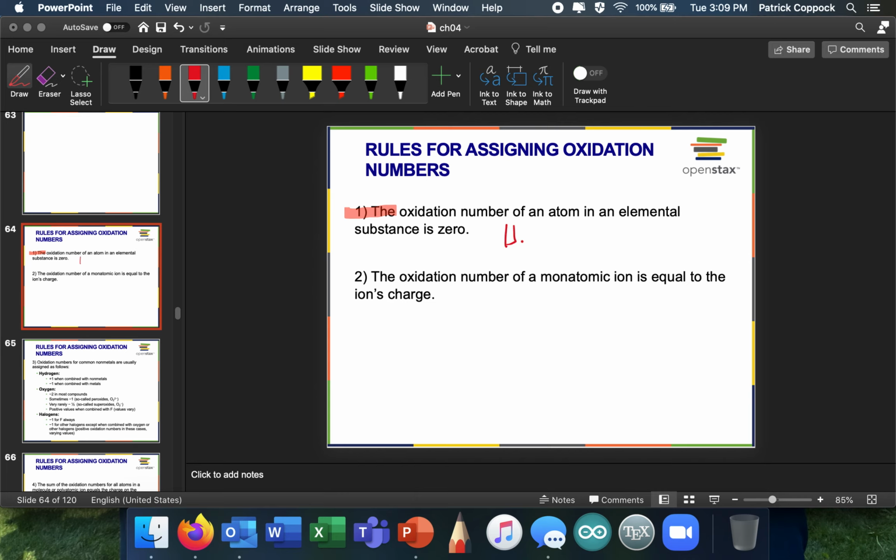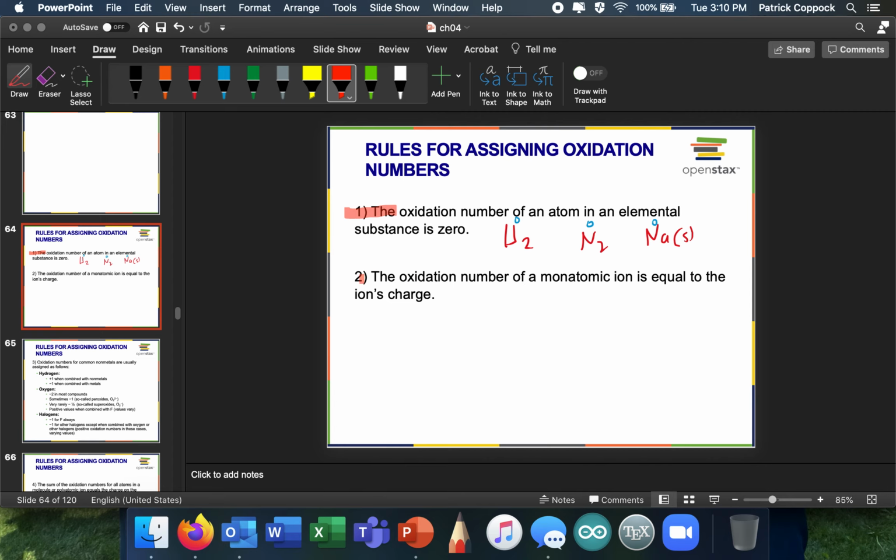In other words, if you have hydrogen gas, the oxidation state is 0. If you have nitrogen gas, the oxidation state is 0. If you have sodium metal, sodium solid, the oxidation state is 0 because these are in their elemental state. So it's going to be 0.